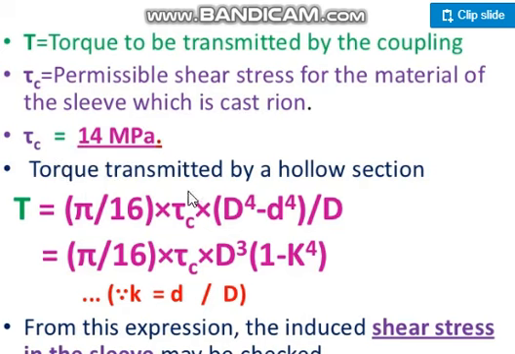The torque transmitted by a shaft, we know this: T is equal to pi by 16 tau d cube. And if it is hollow, what happens? T is equal to pi by 16 tau into d to the power 4, or d cube into 1 minus k to the power 4.